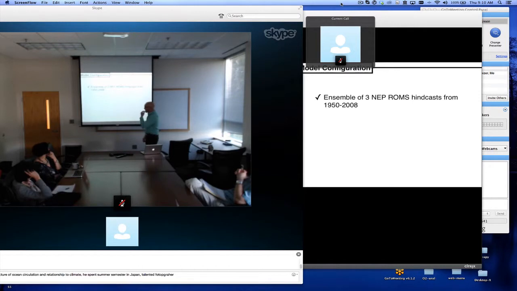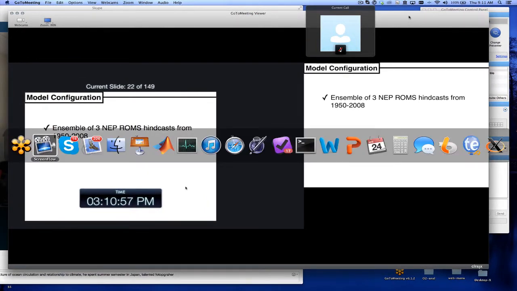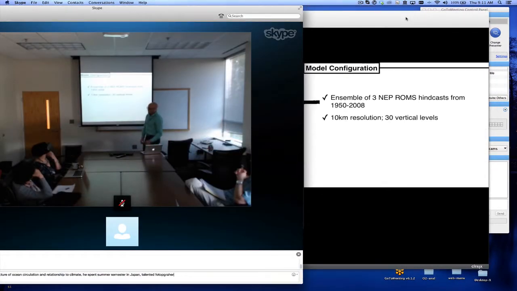So for this work, we use an ensemble of 3 BRAMS hindcasts in the Northeast Pacific region. They go from 1950 to 2008. They have 10-kilometer resolution, which means they're eddy resolving, which is of course important. And they have 30 vertical levels. They're forced by NCEP reanalysis, which I'm sure we can get to in the questions.